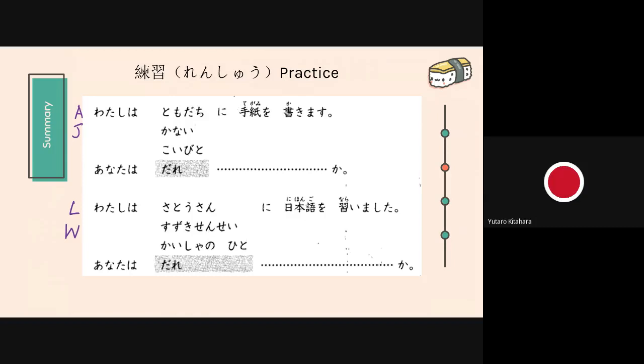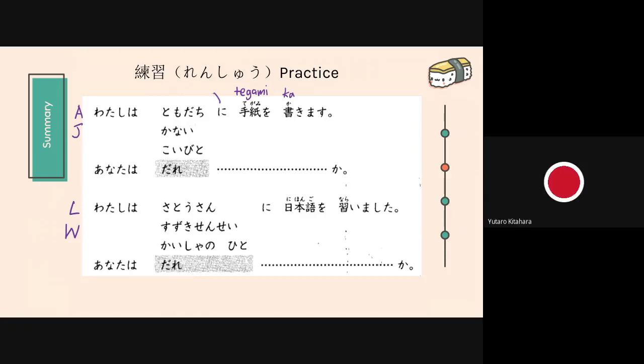Tegami, right? Sorry, too small. Tegami wo kakimasu. Okay, what's the meaning? I write a letter to my friend. Correct, write a letter to my friend.